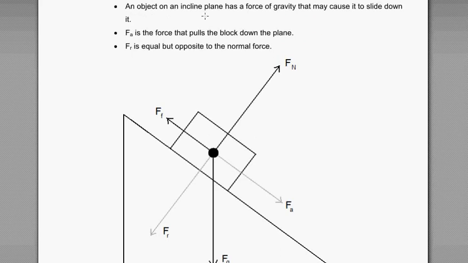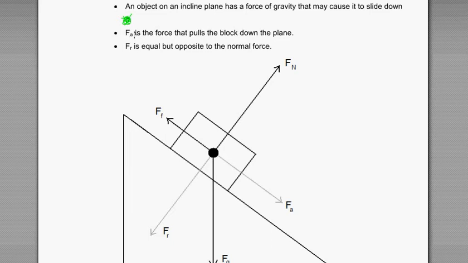An object on an inclined plane has a force of gravity that may cause it to slide down it. Well, there's a lot of "it" in that sentence. Let's just get rid of this "it". Okay, so we may have a force of gravity that causes an object to slide down a ramp. It may not. We will see sometimes in this class where objects don't slide down a ramp.